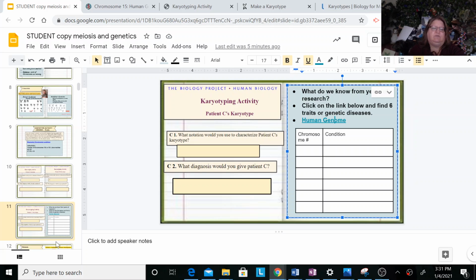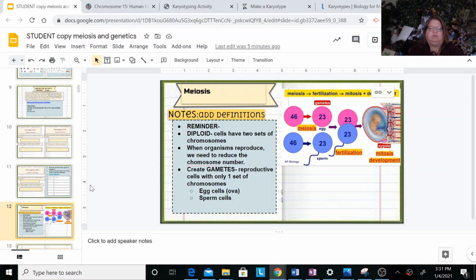So that is it for the karyotype activity. Hopefully that explains what you're going to do.